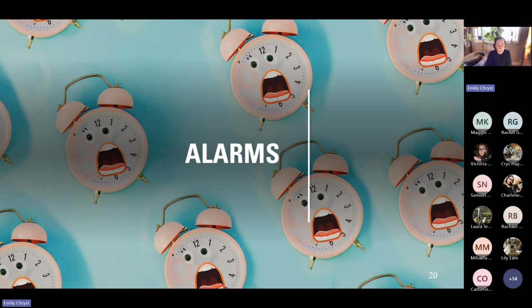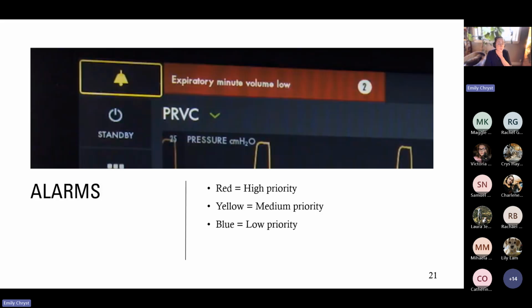All right, so more ventilator functionality. We're going to briefly go through alarms. What's really nice about this ventilator is it's going to prioritize alarms. So we have red alarms, like you can see here in this image, that are high priority, yellow that are medium priority, and blue that are low priority.